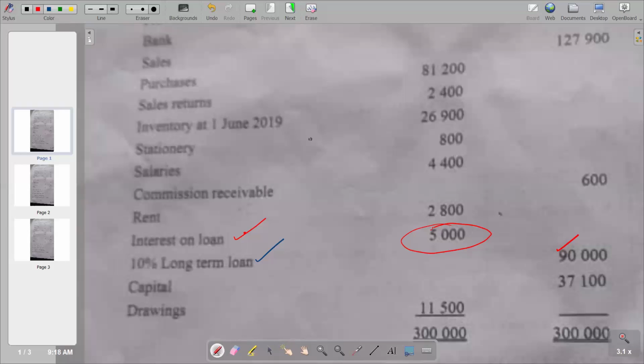So in this case, the 10% of 90,000, we are just going to say 10%, which is 10 over 100, and then you multiply by 90,000. So basically, that's the calculation that we have. And then if you do that, you see that the answer that you get is 9,000. So this 9,000 is the one that is supposed to go to the income statement as interest on loan. But there's an indication that what was paid is 5,000. So it means the difference is still owing of interest on loan.